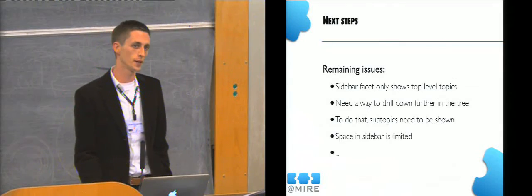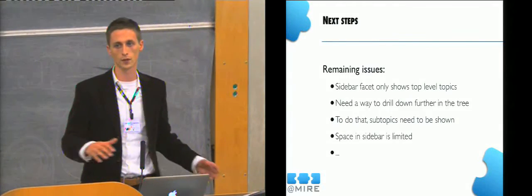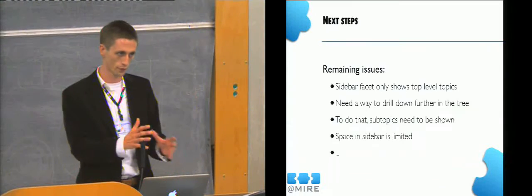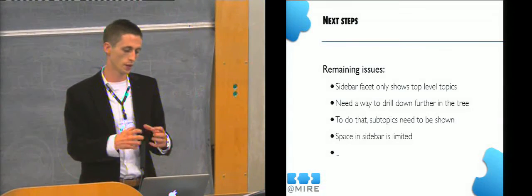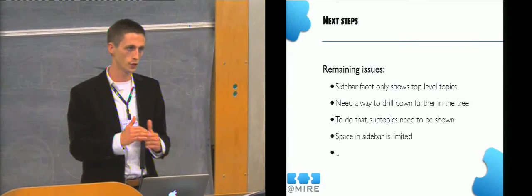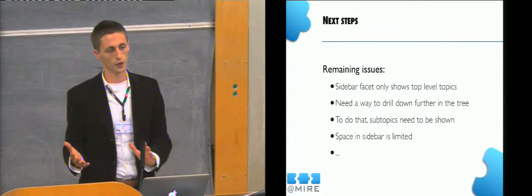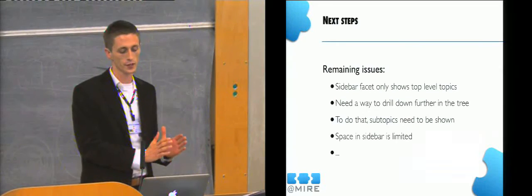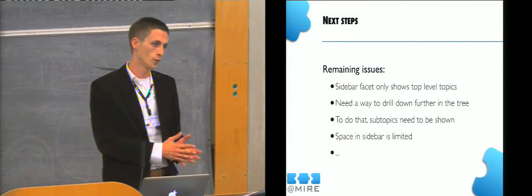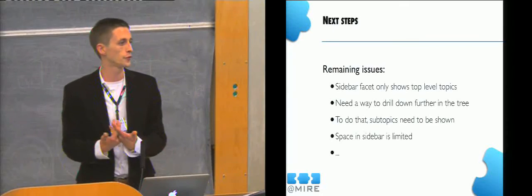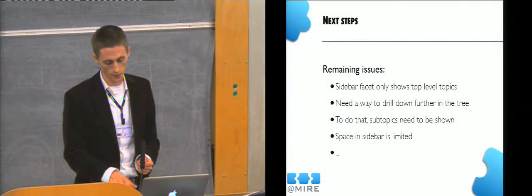So right now the sidebar facet only lists the top level topics, which is useful because you can immediately filter on a bigger level which topics you want to take a look at. You can also go to a list of all the topics if you want to, but that's not shown in the sidebar facet because the space there is limited, and what we need is a way to drill down further into the subtopics once you've selected a certain topic.